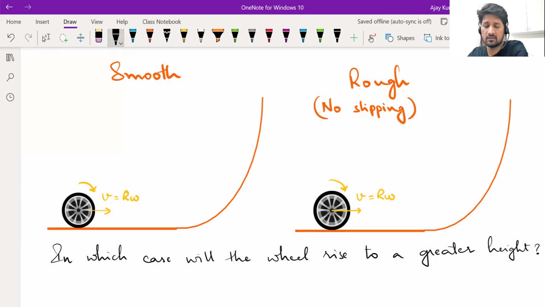Which components will act? Normal components. Normal force will act even on smooth surface. No?